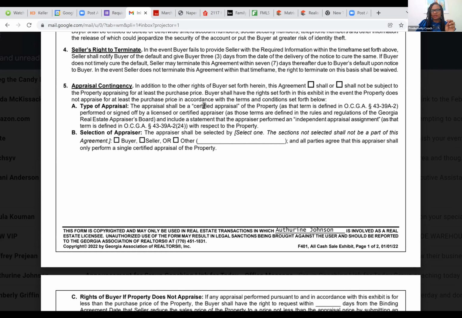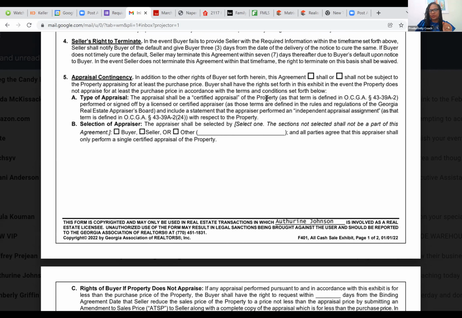Please make sure that your buyer understands that if they say this agreement is not subject to an appraisal, it doesn't mean that they cannot go get an appraisal for themselves. They just can't use this to back out. Does that make sense?